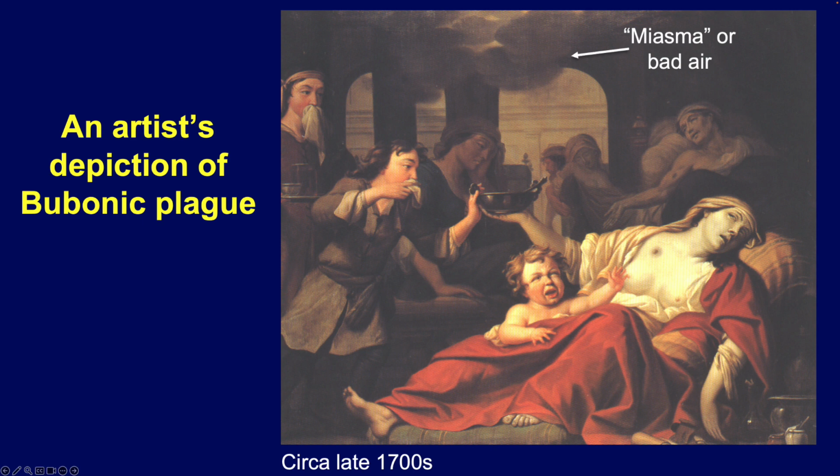This noxious form of air was thought to arise from rotting organic matter, swamps, waste, or other decomposing materials, including dead bodies. And it was believed to be the cause of various illnesses, particularly epidemics like cholera and the plague. The term miasma itself comes from the Greek word for pollution.